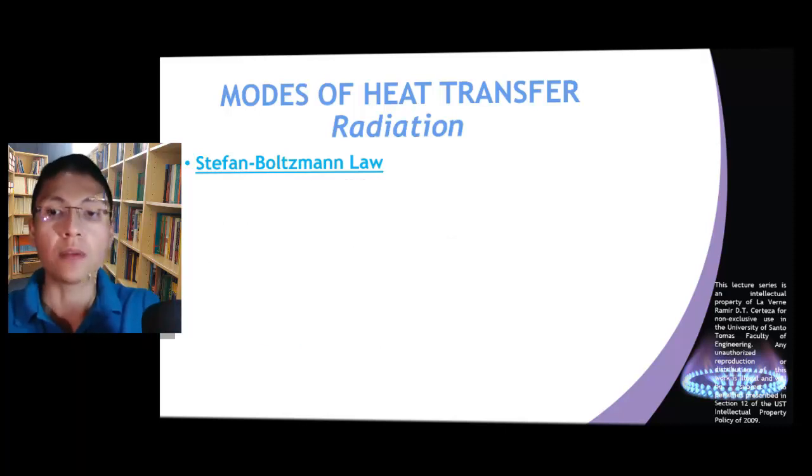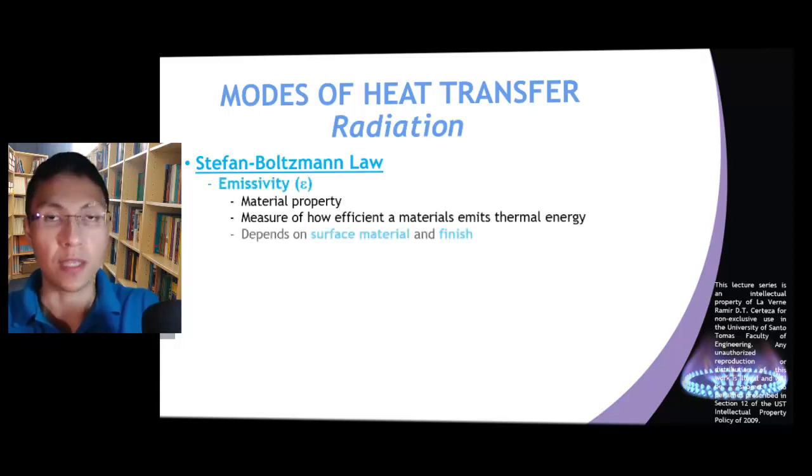To relate the amount of thermal radiation emitted by real surfaces to the maximum amount of radiation emitted by a black body at the same surface temperature, we shall define another thermal property. This is emissivity, and it is denoted by the Greek letter epsilon. Like thermal conductivity, this is solely a property of the material only, and its magnitude is dependent on the surface material and on whether the surface is rough or smooth.